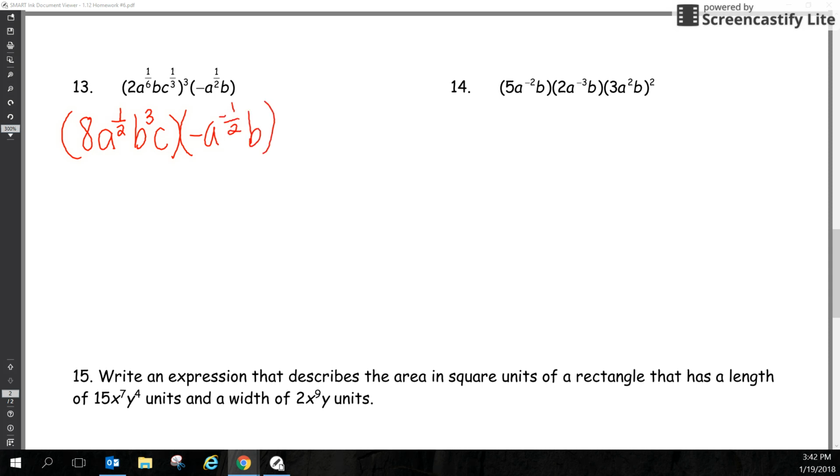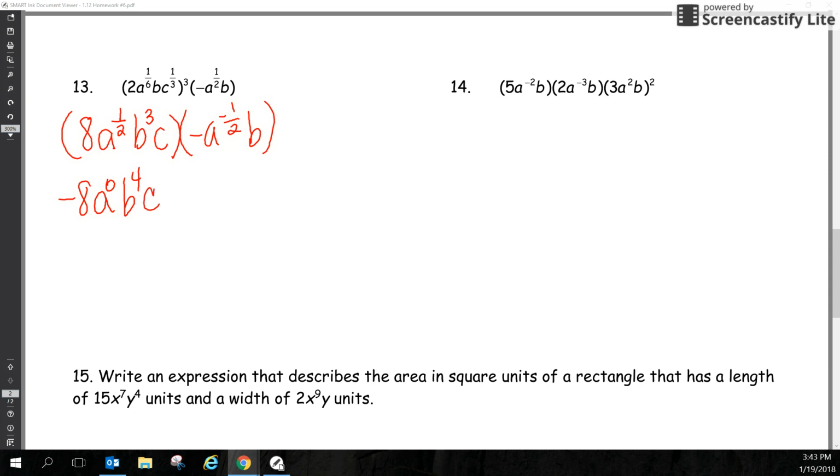And now we're going to multiply these guys together. So I've got 8 times the understood -1. So -1 times 8 is -8. And for the A's, I've got 1/2 minus 1/2. That's going to be A to the 0 power. I've got B cubed times B to the first. B to the 3 plus 1 is 4.